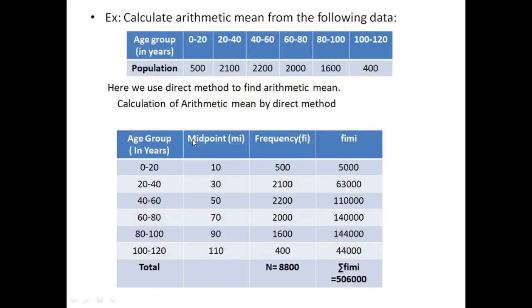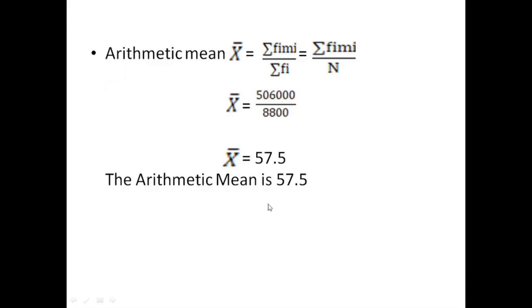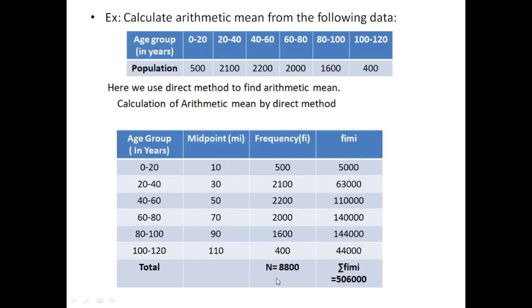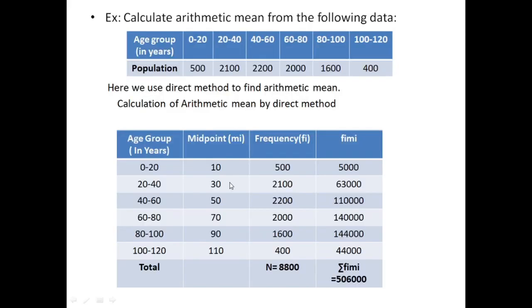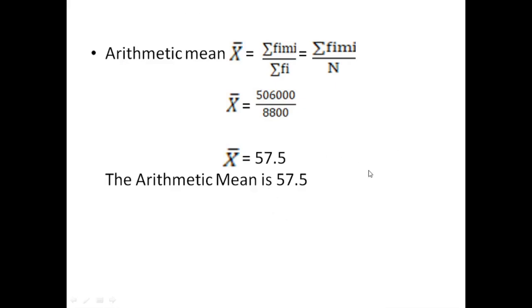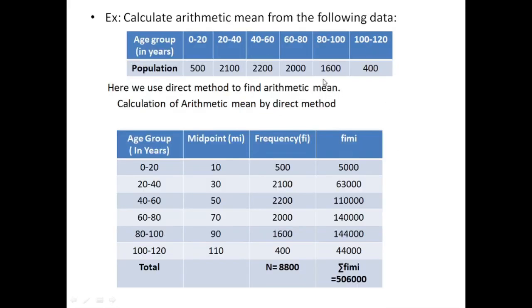So substitute the value of summation of fi mi, 506,000, divided by capital N, 8800. Therefore, x bar is equal to 57.5, which is the arithmetic mean. So the arithmetic mean for this type of data is 57.5. Here we calculated the arithmetic mean for a continuous frequency distribution by using the direct method.